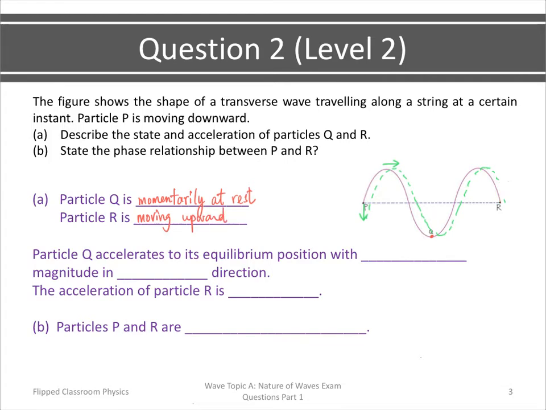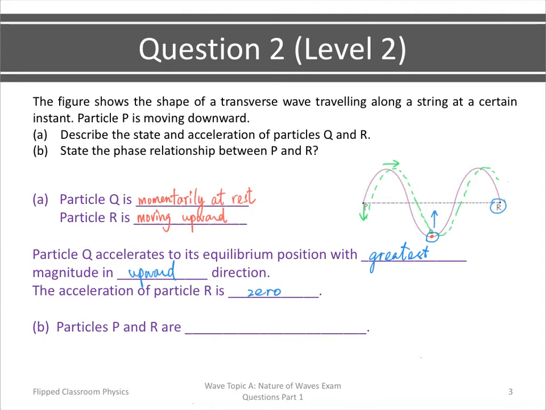Let's consider the acceleration of the particles now. In a wave, the string will apply forces on the particles to pull them back to their equilibrium positions. As Q is at its lowest position, the force in the string pulls Q back to its equilibrium position. So Q accelerates towards its equilibrium position with the greatest magnitude in the upward direction. R is at its equilibrium position, so there is no force acting on R. The acceleration of R is 0.